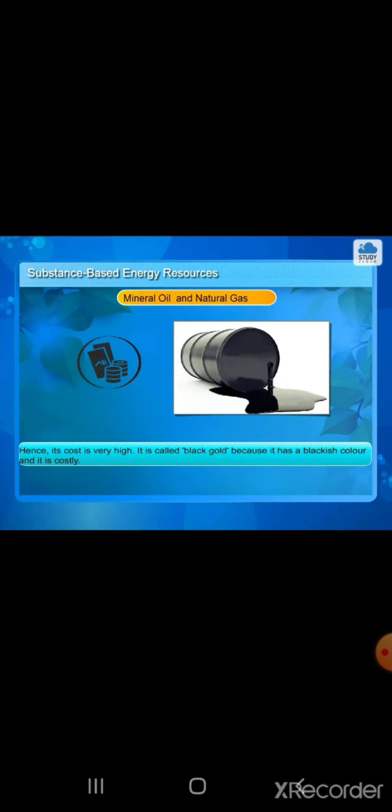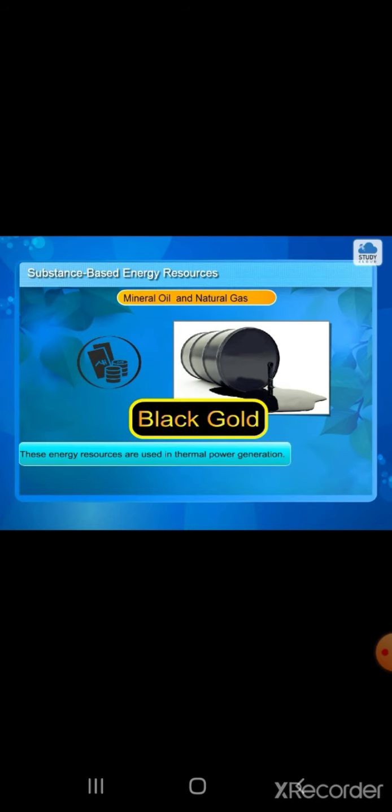Mineral oil reserves are limited in nature. However, this oil is in great demand. Hence, its cost is very high. It is called black gold because it has a blackish color and it is costly. These energy resources are used in thermal power generation.